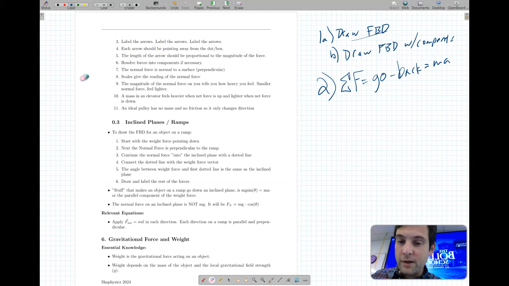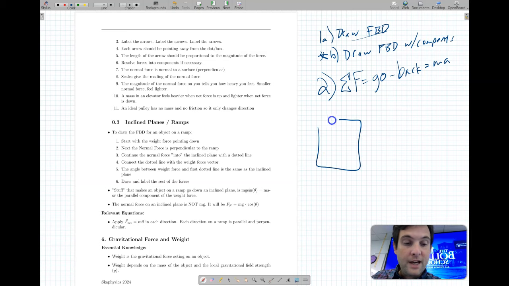Each arrow should be pointing away from the dot or box. The length of the arrow should be proportional to the magnitude. Resolve the forces into components if necessary, but on a separate free body diagram than the one that's being scored. If it's multiple choice, it doesn't matter. Skip 1A and go straight to 1B. The normal force is normal or perpendicular to a surface. Scales are going to give you the reading of the normal force.